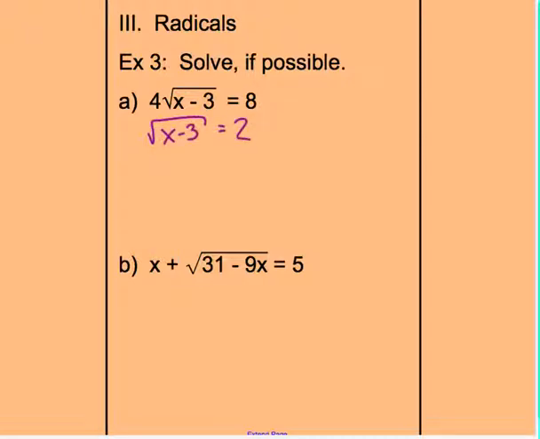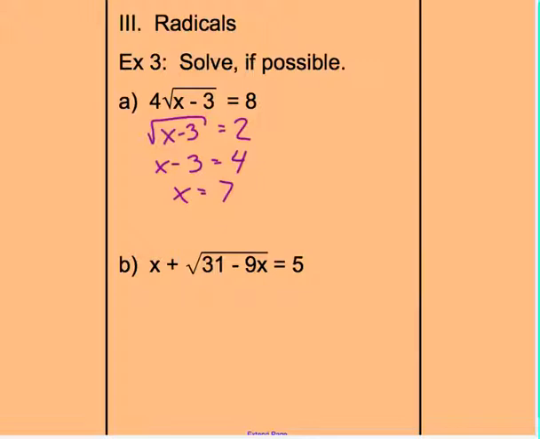Once you've got the radical all alone on one side of the equal sign, you cancel it by raising it to the power. So if it's a cube root, you cube both sides. If it's a fifth root, you raise both sides to the fifth power. We have a square root, so we're going to square both sides. And then we simply add 3 to both sides.